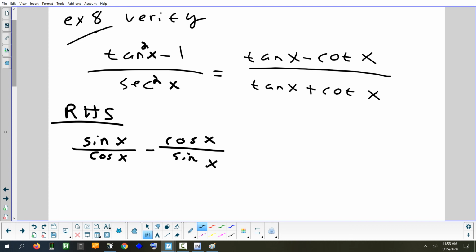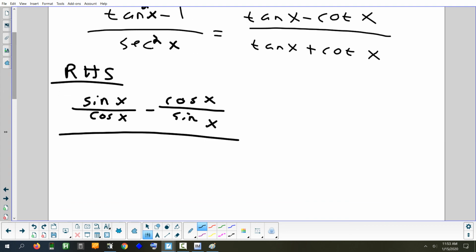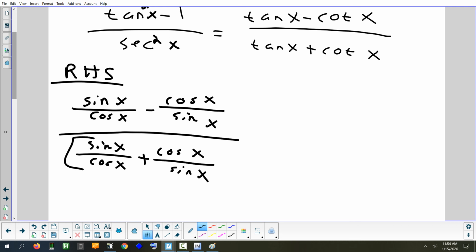Okay, because the bottom here has a secant. The bottom here doesn't even have a secant. So we gotta do some work with what's over here to fix that. Okay, the top, I'm not sure that was the right thing to do. We'll see. All right, and in the bottom, it's the same thing with a plus. Sine over cosine plus cosine over sine.